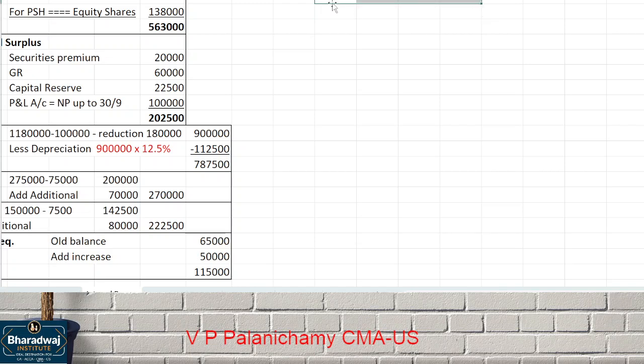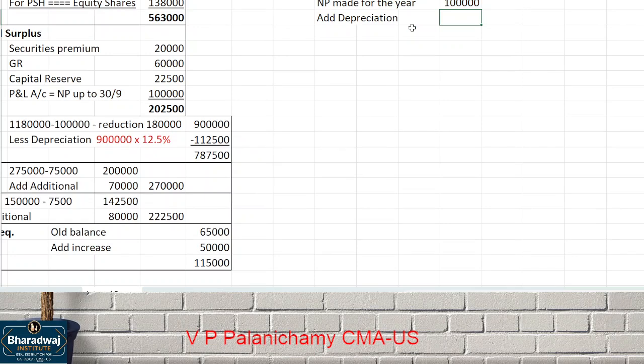Before that, what is the opening balance of cash? 65,000. What is the net profit made for the year after providing depreciation? So, cash flow statement, do you remember? Add depreciation, because depreciation will not result in what? Cash outflow. We will add back how much? 1,12,500. Net profit 1 lakh plus depreciation gives 2 lakh 12,500.